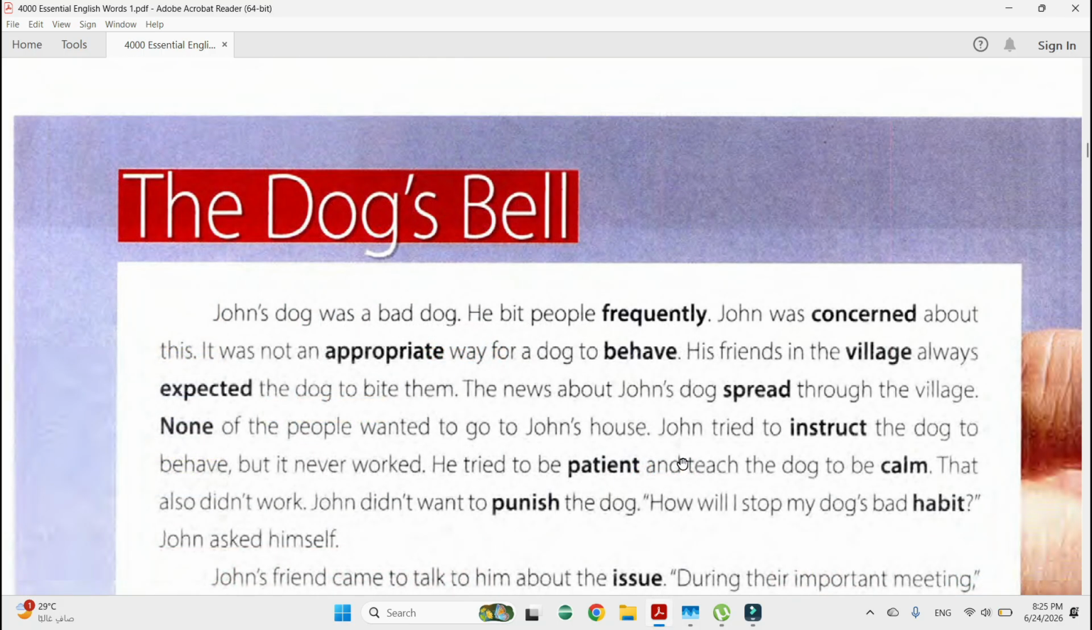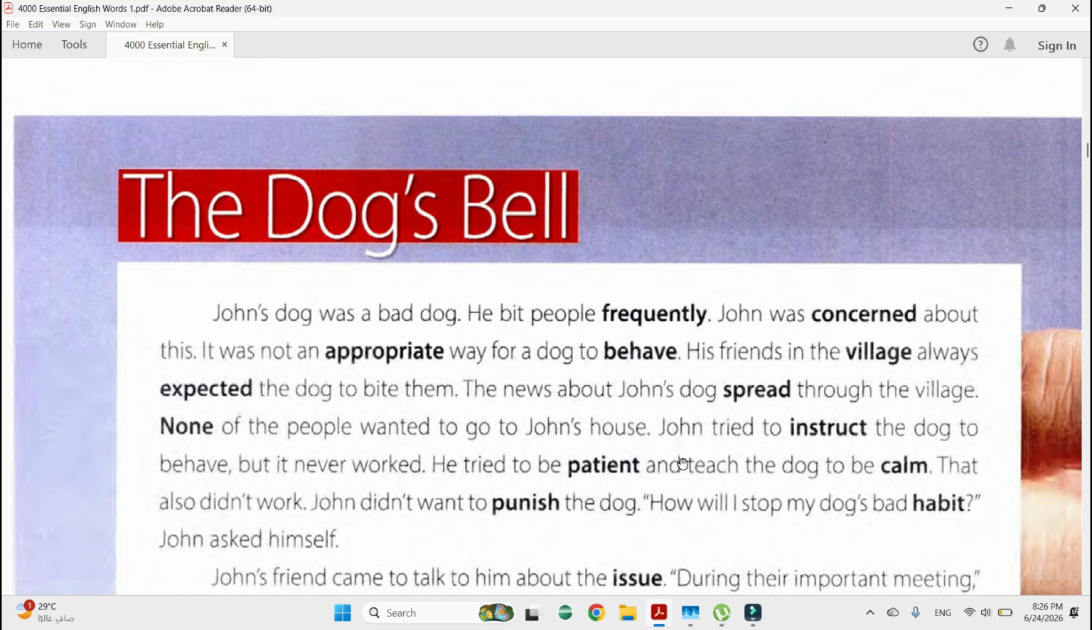And now, the topic which is called The Dog's Bell. John's dog was a bad dog. He bit people frequently. John was concerned about this. It was not an appropriate way for a dog to behave. His friends in the village always expected the dog to bite them.